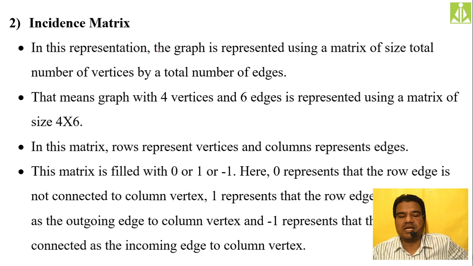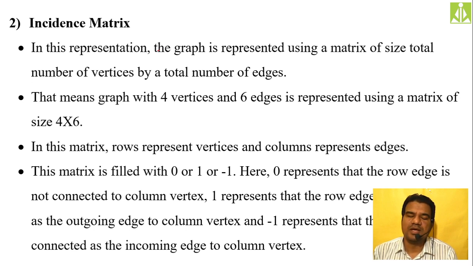The next thing is the incidence matrix. Over here, in rows we put the vertices and in columns we put the edges. So here both vertices and edges are used to represent the matrix. Here also, the incidence matrix is a matrix, and we use 0, 1 and minus 1 to fill it up, and 0 represents that the row vertex is not connected to the column edge.